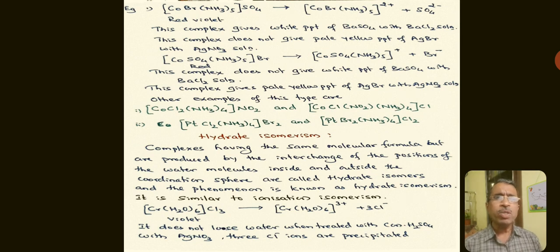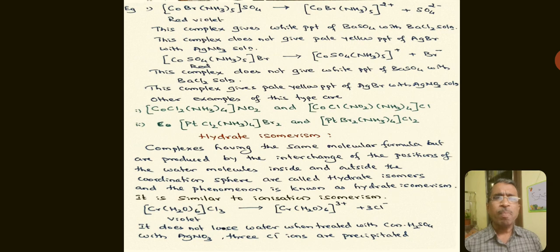The other examples of this type are tetraamminedichlorocobalt(III) nitrite and tetraamminenitrito-N-chlorocobalt(III) chloride. In the earlier case, it gives a test for nitrite ion in the solution because it is present outside the coordination sphere, and in the second case, it gives a test for chloride ion, that is also for chloride ion of 1 mole.